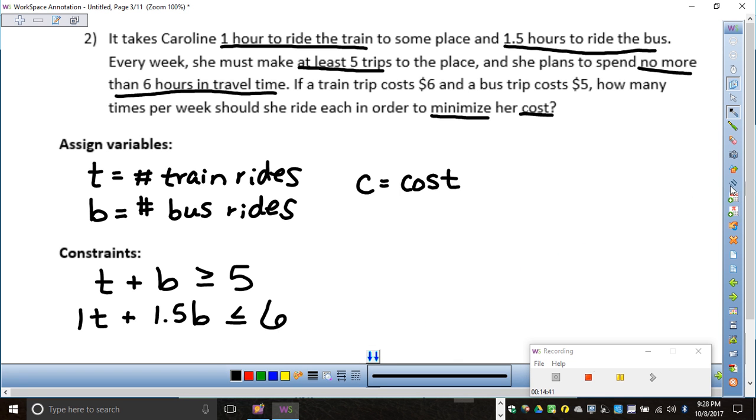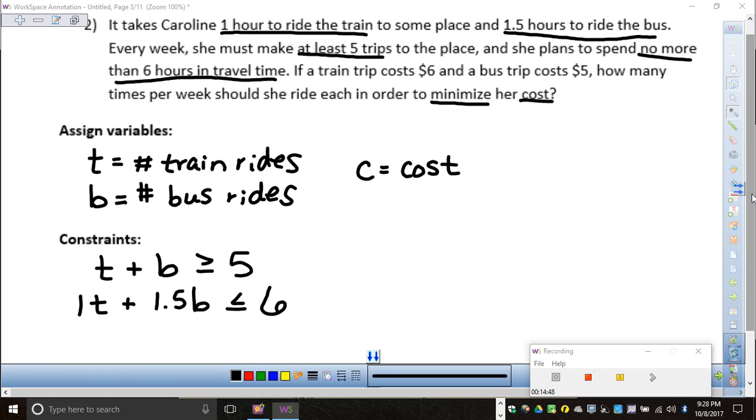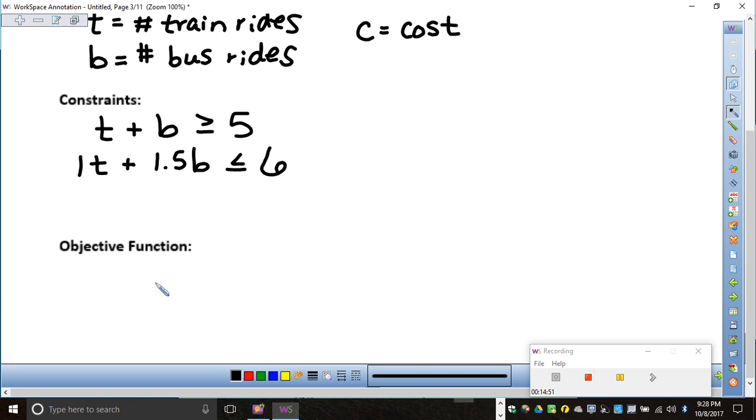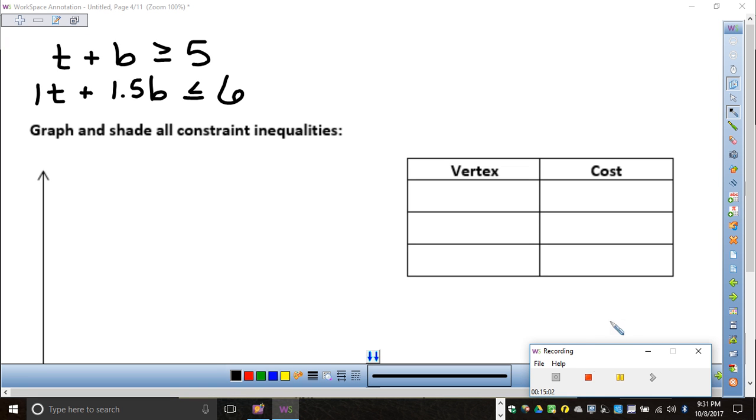All right, our objective function is going to have to do with cost. The train trip costs $6, the bus trip costs $5. So let's use C for cost, $6 per train ride, and $5 per bus ride. All right, so we've got everything set up.